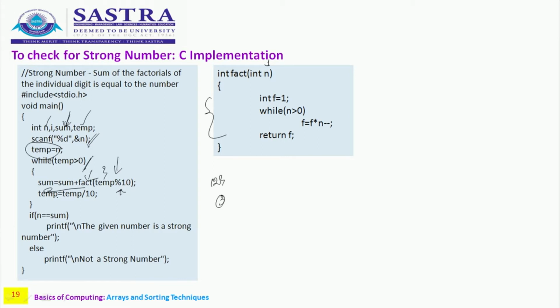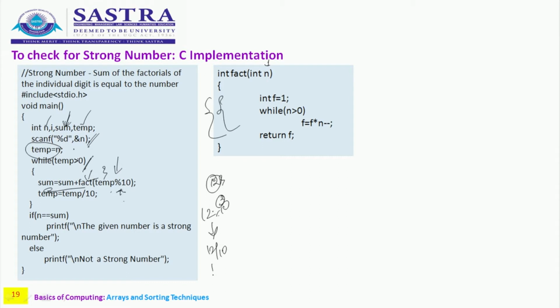Then you have to extract the next digit. For that, you divide temp by 10. Once it is divided, you have only 12. That 12 is greater than 0, so once again we can enter. This time 12 mod 10 gives you 2. So fact of 2: for finding it, you call the function fact, which returns the factorial of 2, and it is also added to the sum. And once again 12 is divided by 10.